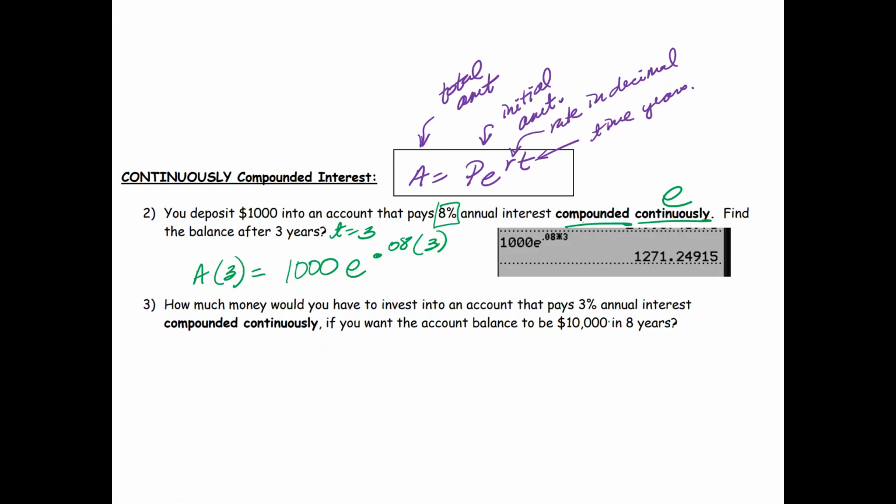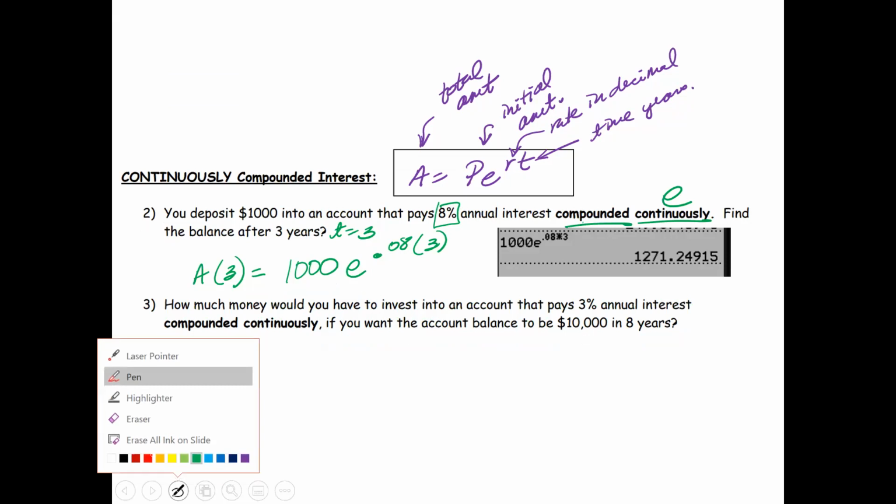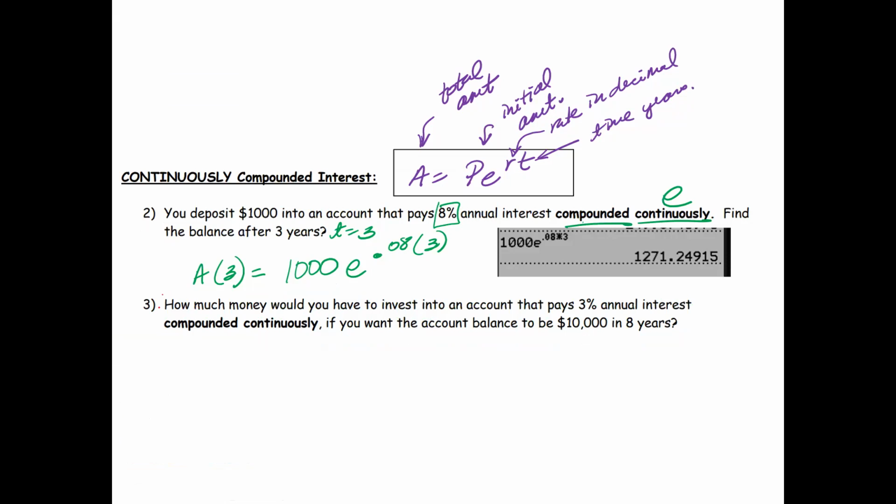If you read this question, it's kind of backwards. When it says how much money would you have to invest, what it's asking is, what is P going to be? What they're giving you is A. A equals 10,000. So let's rewrite that one. I have A, 10,000, equals P times e to the r t, your rate is 0.03, t is 8 years. My goal is to find P, so we're working backwards here.